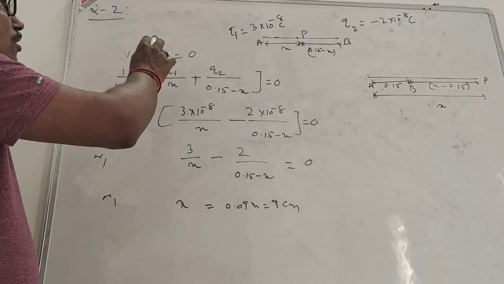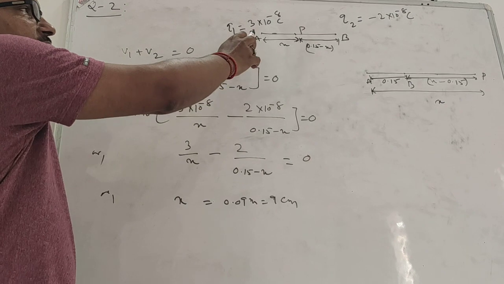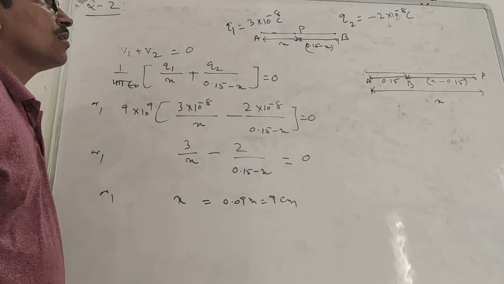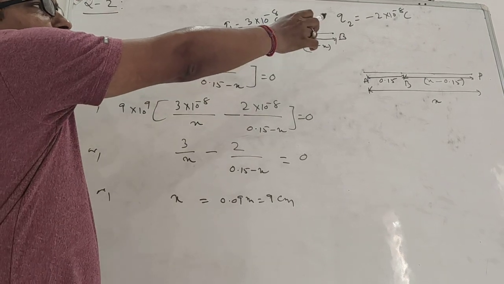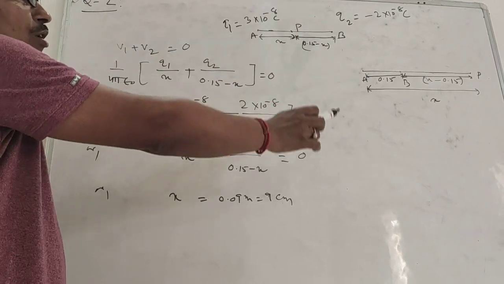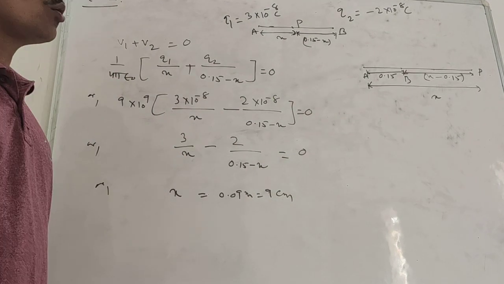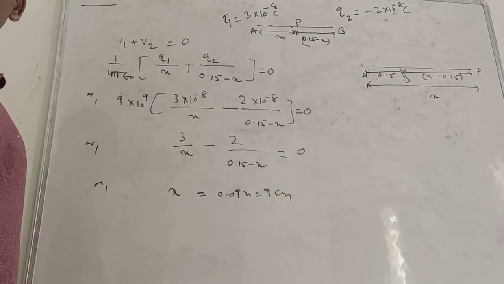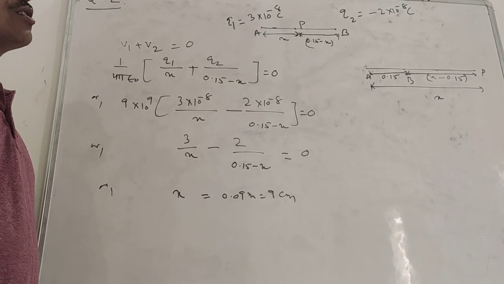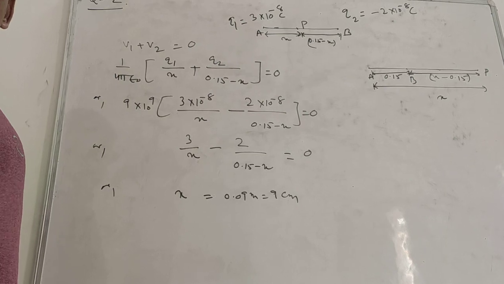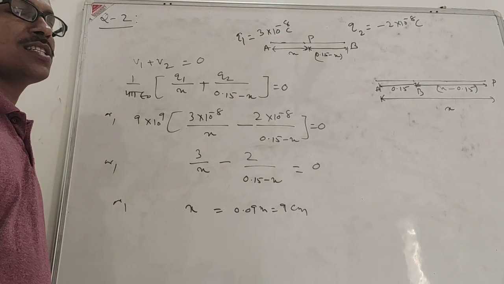Now let us solve the second question. Now 2 point charges Q1 and Q2 are given. Q1 equal to 3 into 10 to the minus 8 coulomb, Q2 equal to minus 2 into 10 to the minus 8 coulomb. They are separated by a distance of 15 centimeter, that is 0.15 meter. And we have to find a point on the line joining the two charges at which the net potential is 0.